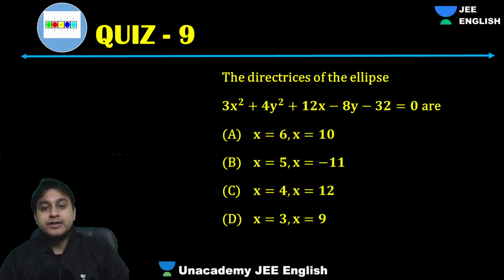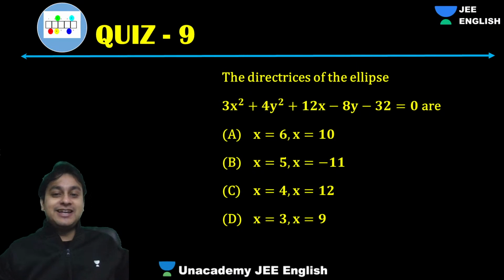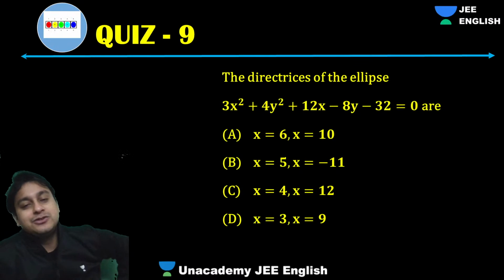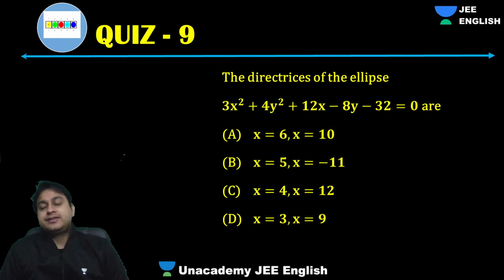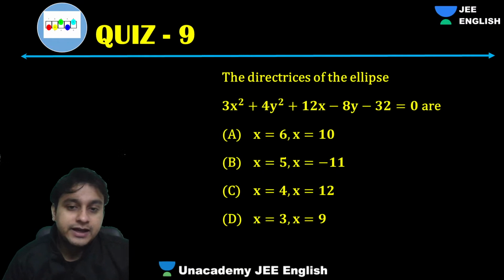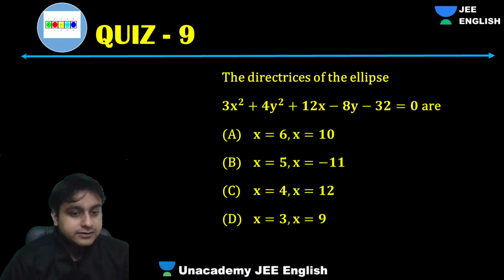So we need to find out the directrices of the ellipse whose equation is given. So guys, think about it, how you're going to go ahead with this kind of question. We want the directrices. Obviously, there will be two directrices. The general equation has x equals to a by e.